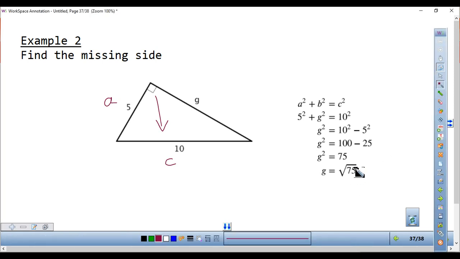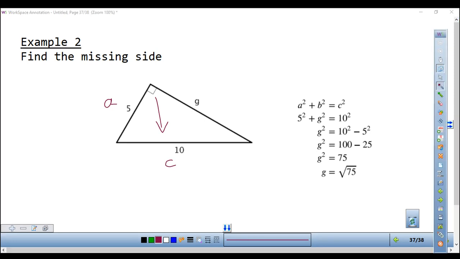It is acceptable to leave this as an answer, but if you had to approximate it or work it out on a calculator, you could as well. Knowing what we know, that would have to be between 8 and 9. g is somewhere between 8 and 9 because 8 squared is 64, 9 squared is 81. So it's somewhere between the two. So if you need to rewatch this video, please do so. But that's the Pythagorean theorem.